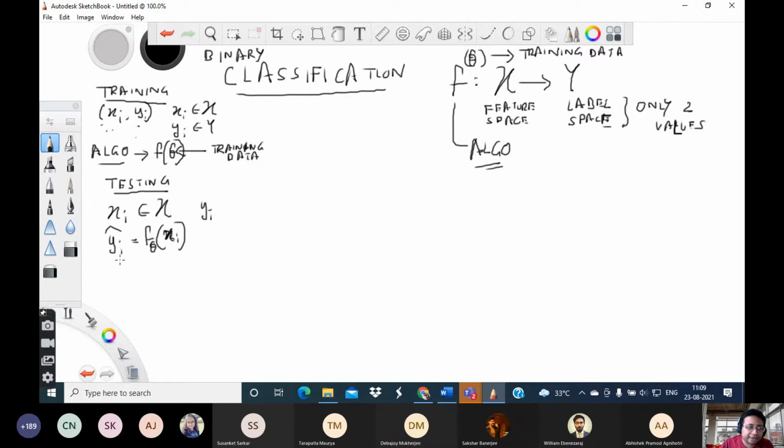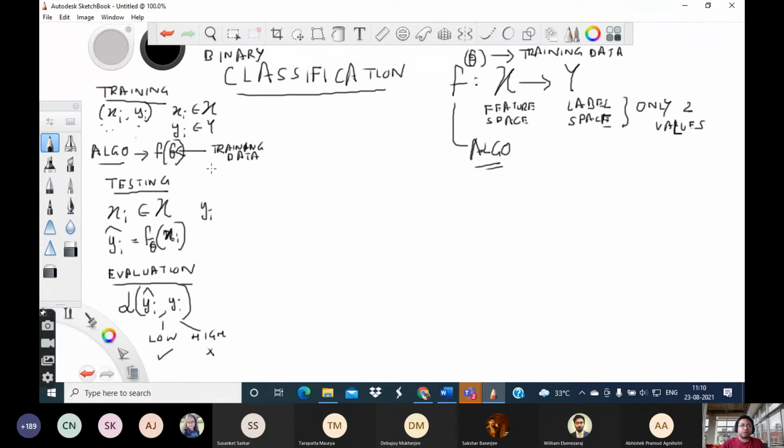Next, what do we do? Next, we have to do the evaluation of the testing. What is evaluation? Evaluation is the process in which these two things, y_i hat and y_i, are compared, using a loss function. If this loss function takes a low value, that means I have done a good classification.